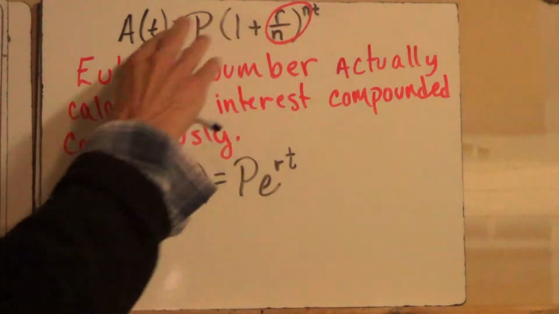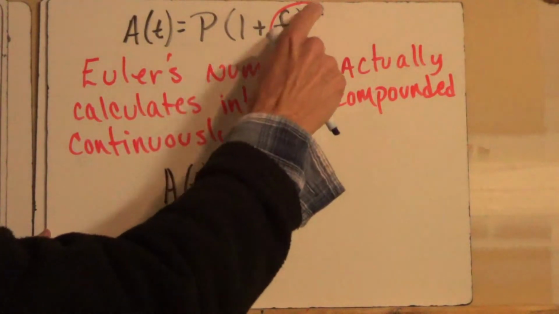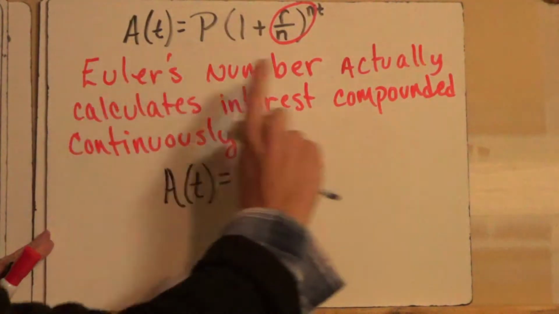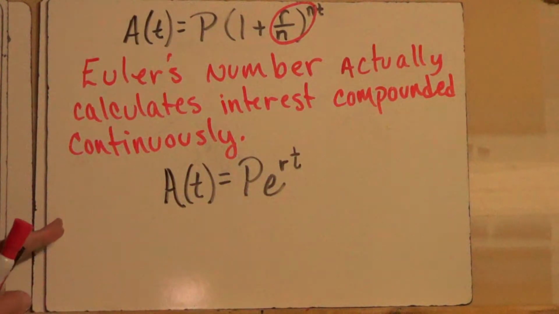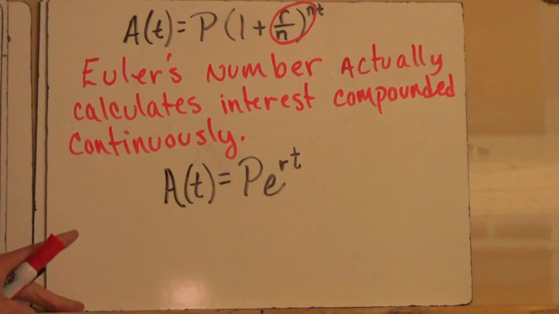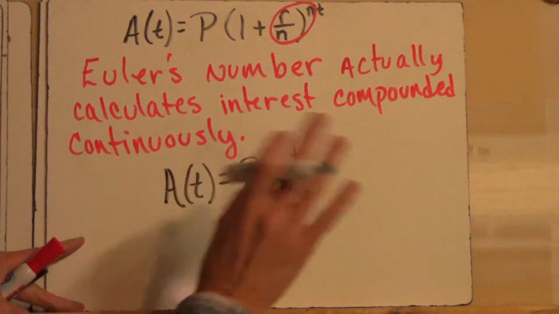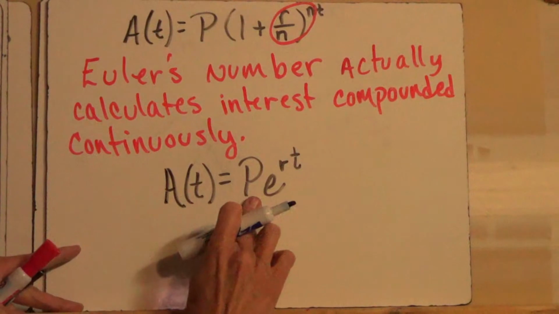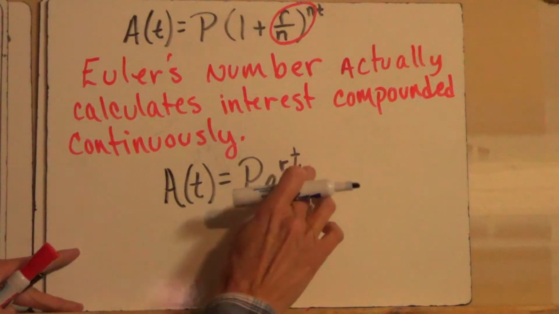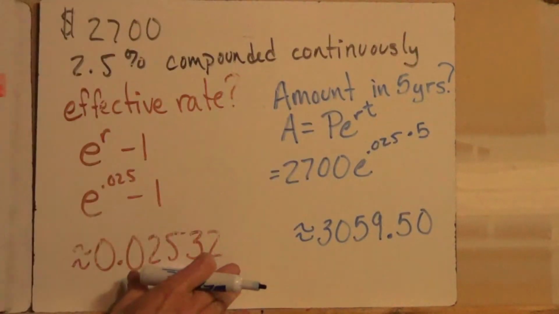Okay, so basically we've taken our principal equation and we're adjusting this. Euler's number actually calculates interest compounded continuously. That's how most of our credit cards and our banking is now. So we can shrink this down. I love this formula. I just call it the PERT formula, A equals PERT, because it's your principal times your Euler's number raised to the rate times time. Makes it so easy. So let's work out a problem like that.